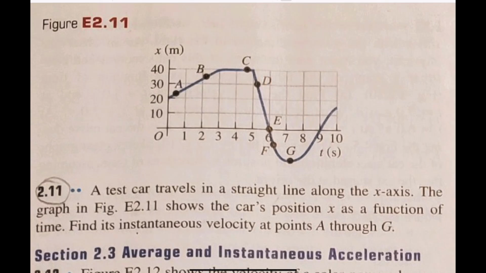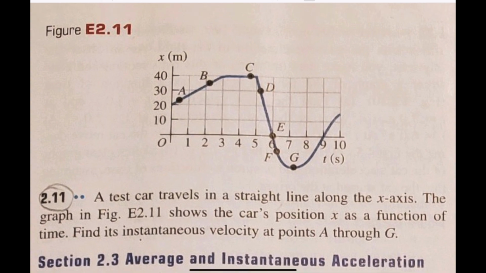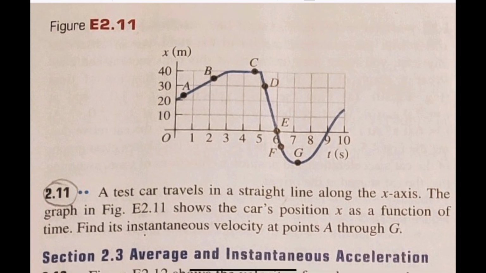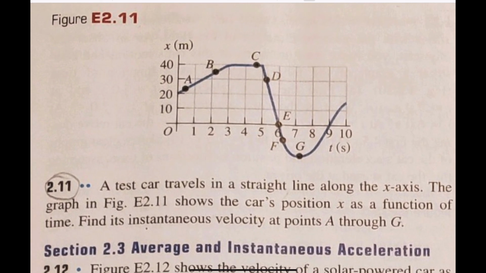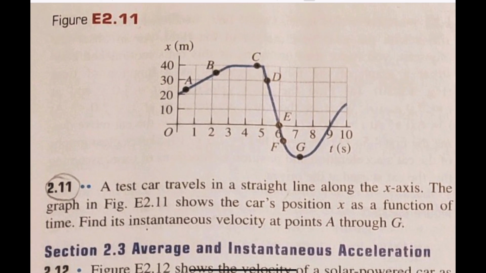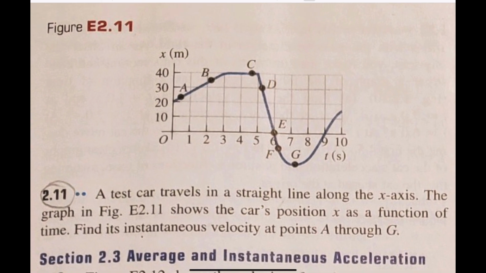Okay, so this is chapter 2, question 2.11. It says in here that a test car travels in some sort of straight line along the x-axis, and we're being shown the car's position x as a function of time. We need to find the instantaneous velocity at points A through G. Okay, so the key part in here is instantaneous velocity.